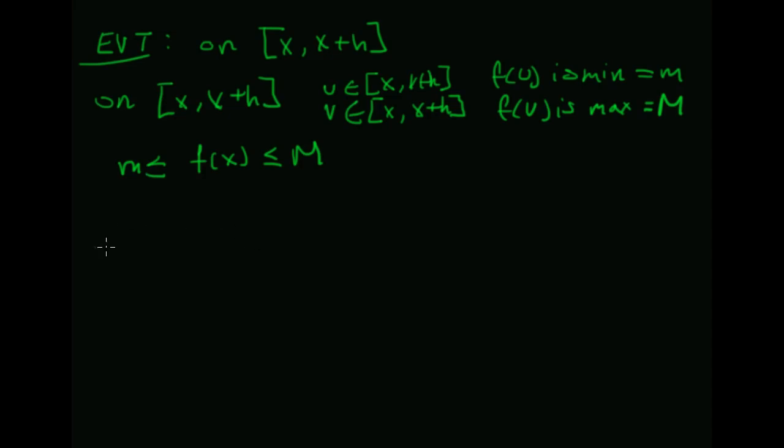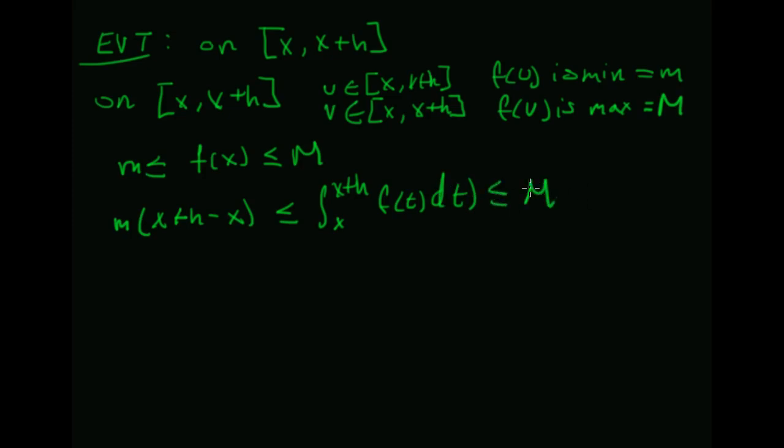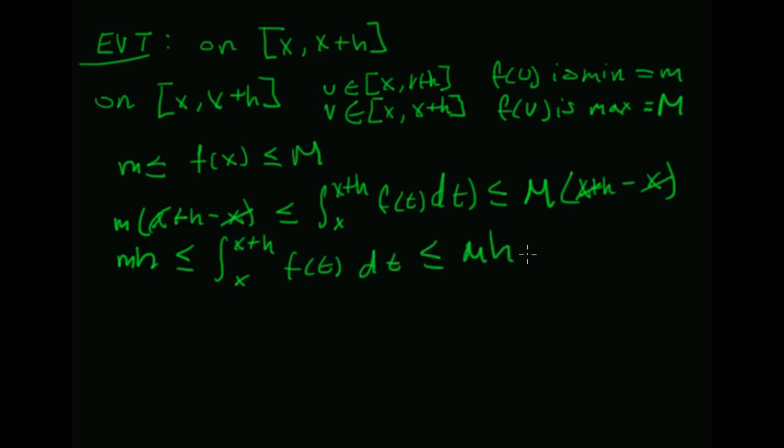Now, by our lemma, we know that little m times x plus h minus x has to be less than or equal to the integral from x to x plus h of f of t dt, which has to be less than or equal to big M times x plus h minus x, which, lo and behold, those cancel, and I have little m times h less than or equal to the integral, less than or equal to big M times h.